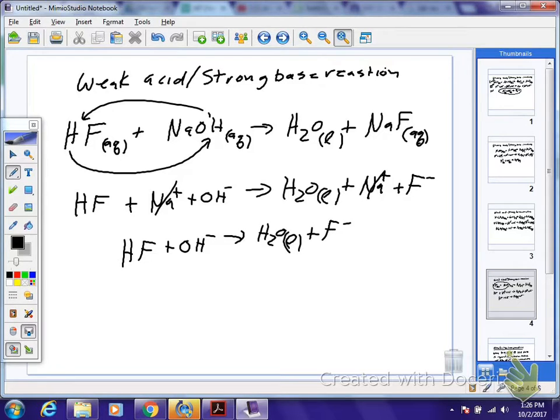Okay, so that's how you do strong acid, strong base, and also weak acid, strong base. We're not going to do a weak base because we're not going to get to that point to where we have to do it. Any questions you have with that?